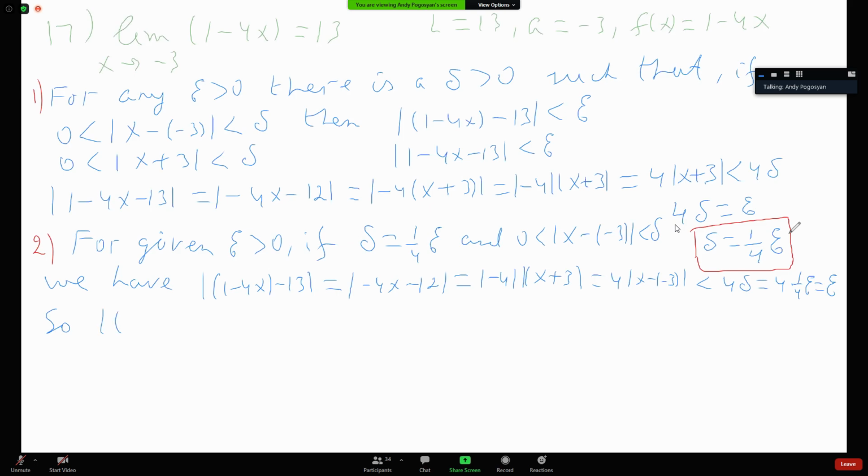So absolute value of 1 minus 4x minus 13 is less than epsilon, which implies by the epsilon-delta definition that the limit of 1 minus 4x is 13 as x approaches negative 3. Now, this is one type of problem. The other type that will be on your exam, we'll discuss tomorrow. Now, any questions so far?